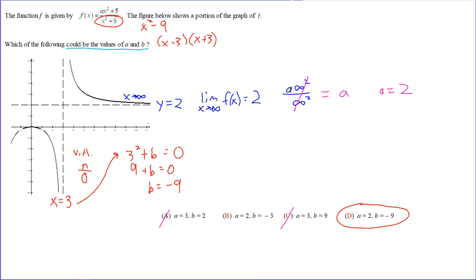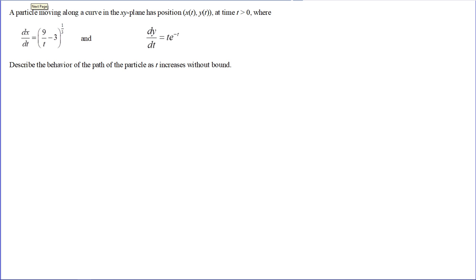All right, let's take a look at the next one here. This one combines limits at infinity with our parametric functions. It's moving along a curve in the xy plane, so it's moving in 2 different dimensions. Its position functions are not given to us, they're just told it's x of t and y of t. What we are given are the 2 different derivatives, which are really the velocity. So remember, dx dt is the horizontal velocity.